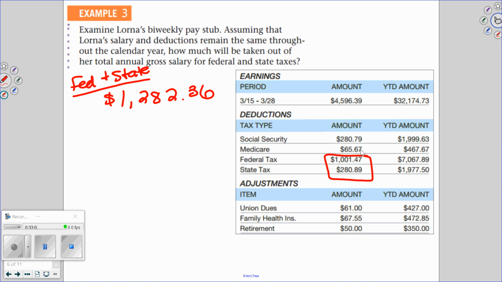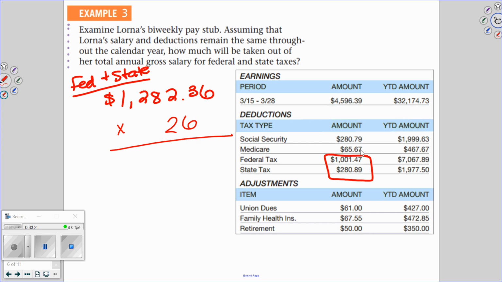All right, so if that's how much has come out this year, the question asked how much will be the total annual for all of those. So how often is she paid? Biweekly. So how many times will this come out of her paycheck? 26. Multiply that by 26, because every paycheck this much is coming out on federal and state.